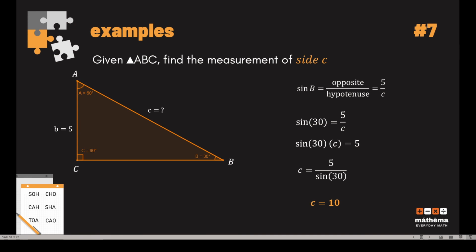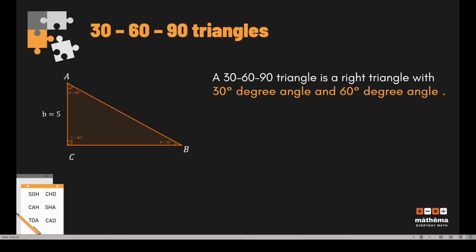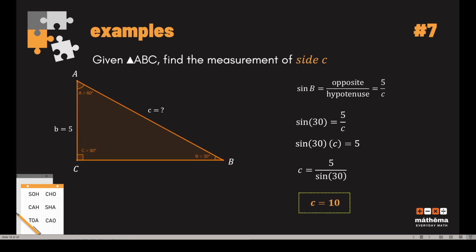So what is the rule when we are dealing with a 30-60-90 triangle? Same with our 45-45-90, here's the catch. A 30-60-90 triangle is a right triangle with a 30-degree angle and a 60-degree angle. The hypotenuse is twice as long as the shortest leg. In this example, our shortest leg is 5, so our hypotenuse is 5 times 2, that will give us 10. We can actually see that in our example earlier. C is equal to 10.